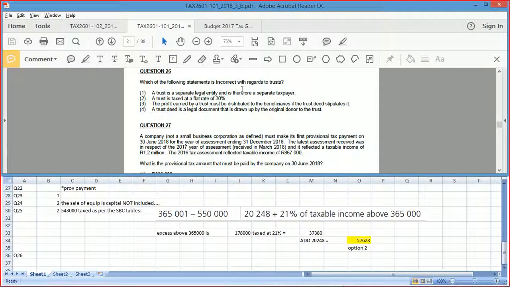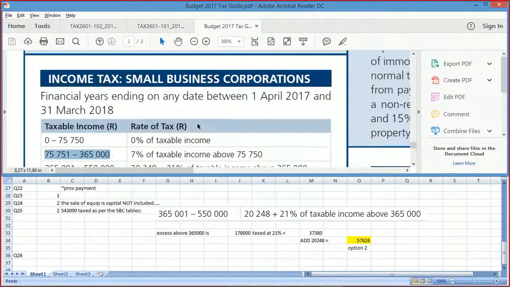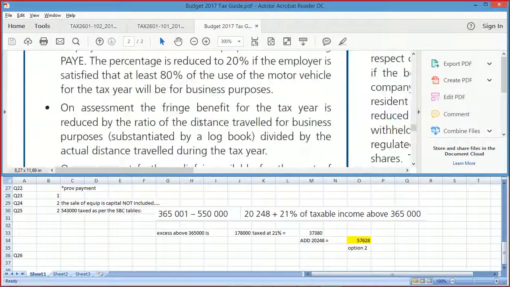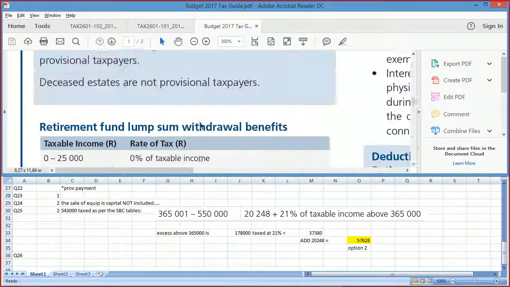Which of the following statements is incorrect with regard to trusts? Okay, this is looking at a trust. A trust is a separate legal entity and therefore a separate taxpayer. Yes, a trust is a separate legal entity, and it is a separate taxpayer. A trust is taxed at a flat rate of 30%. That comes from here. False. Go back to your tax tables. Just want to show it to you if I scroll further up.